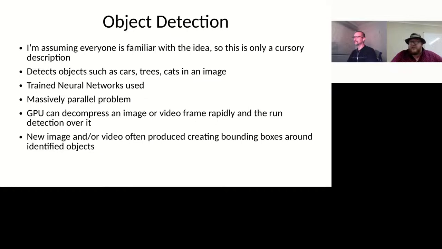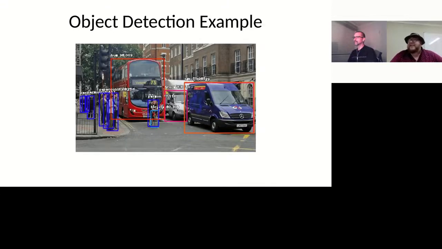The new image or video often produces bounding boxes around identified objects. That's where you can get very cute looking videos where you've got boxes around every identified object, all running in real time, and you can see lots and lots of traffic and cars running around. That's not what I'm actually after as part of this. For a single image, it typically gives what it's identified, what class it's identified as, and the percentage, how sure it is.